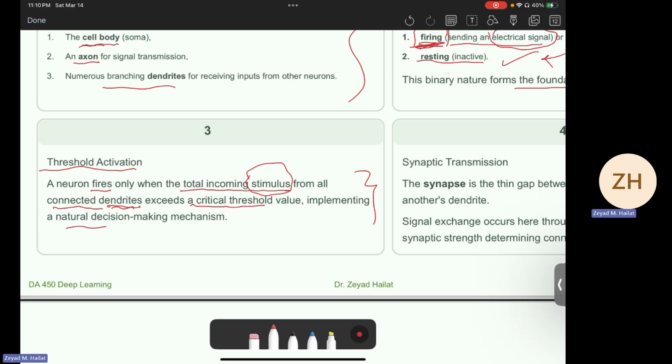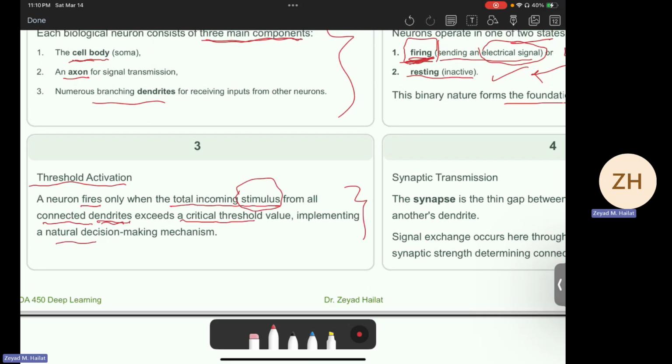So the firing process won't happen at any signal. It will happen if there is a specific threshold, and let's just say the threshold is T. If the signal is greater than or equal to this T, then the signal will be activated, or we will have a firing signal.